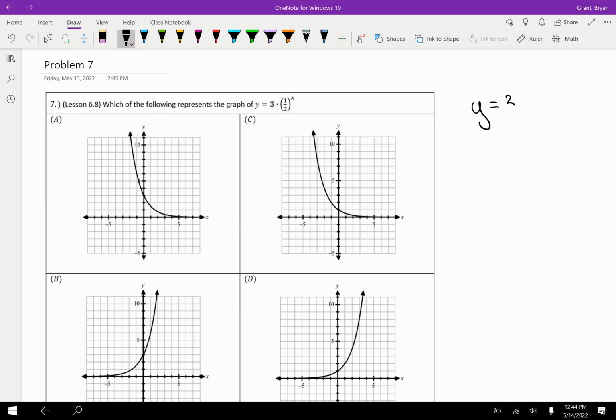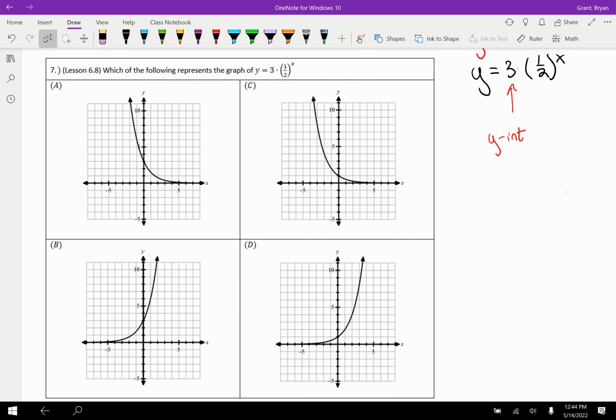So we're going to look at the equation 3 times 1/2 to the x and dissect each part of it. Okay, this is in the form of a times b to the x power, and you can put b in the parentheses here. We need to realize that in this form, a is going to be your y-intercept. And you can always find your y-intercept by replacing x with 0. So we know it's a y-intercept of 3, which means it can't be C, and it can't be D. Alright, we're down to A and B.